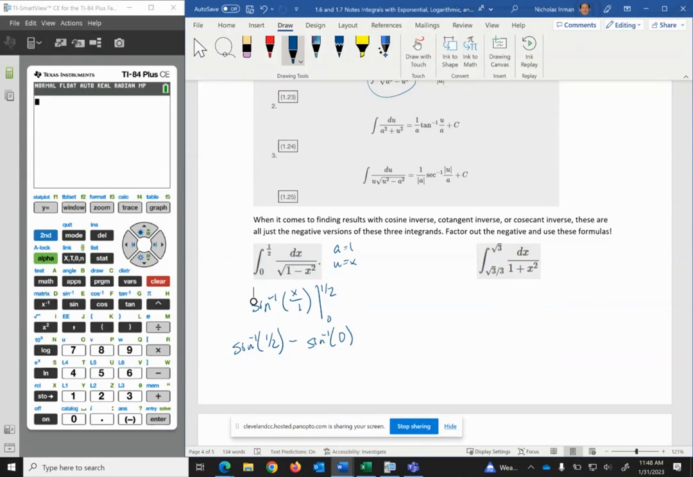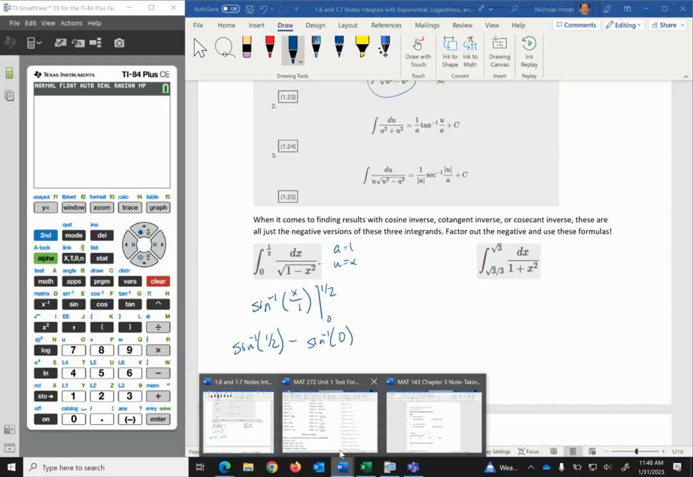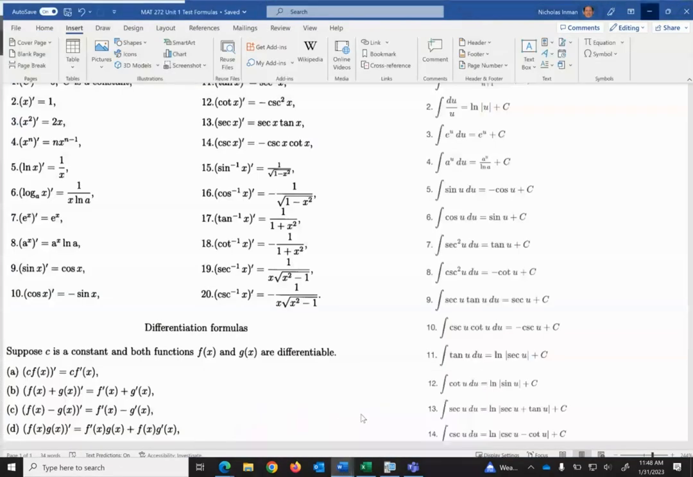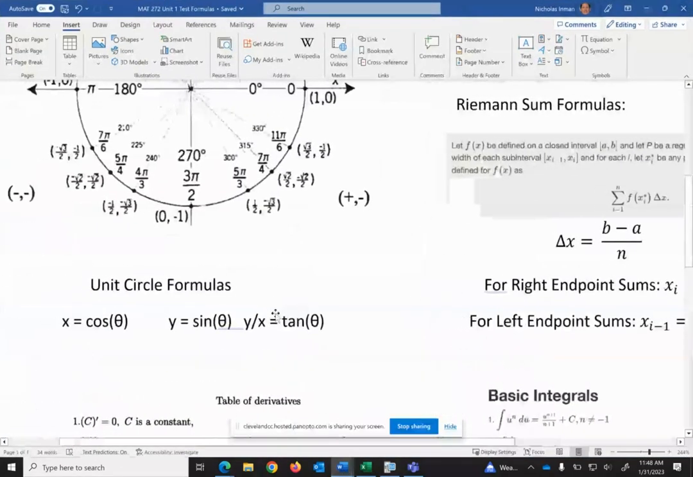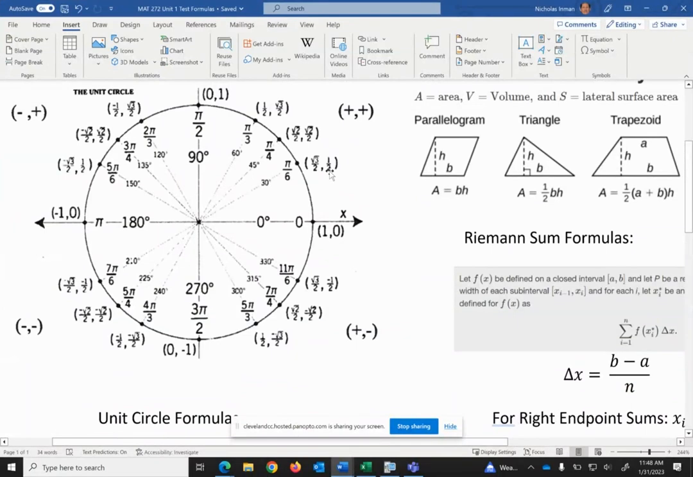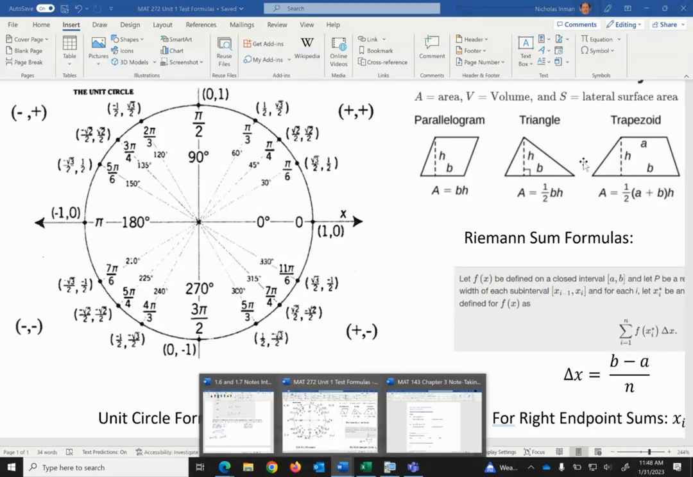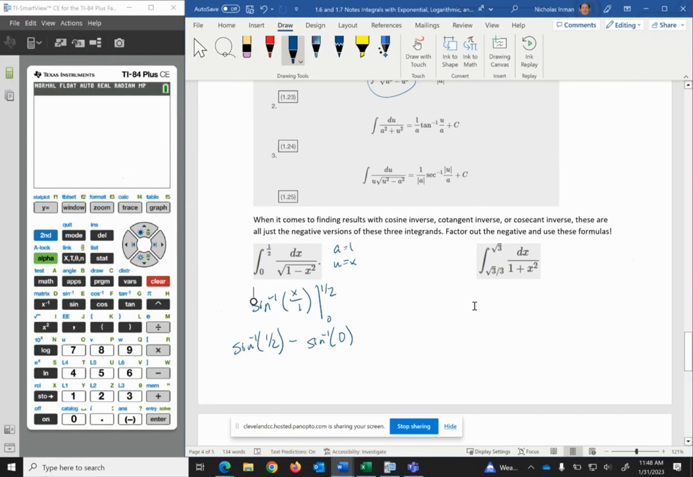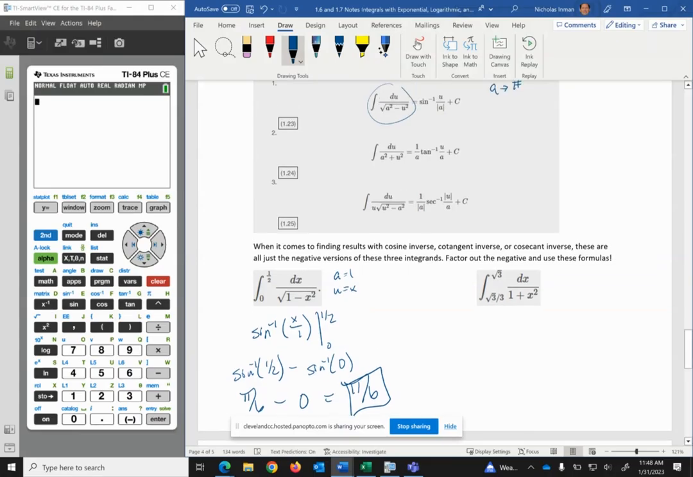Sine inverse of 1/2. Is there a value on the unit circle that gives us the answer of 1/2 for a y? All right, 1/2 for a y on the unit circle, pi over 6. And then we had sine inverse of 0. Y is 0 at the angle 0. So we got pi over 6 minus 0. So the answer there is pi over 6.